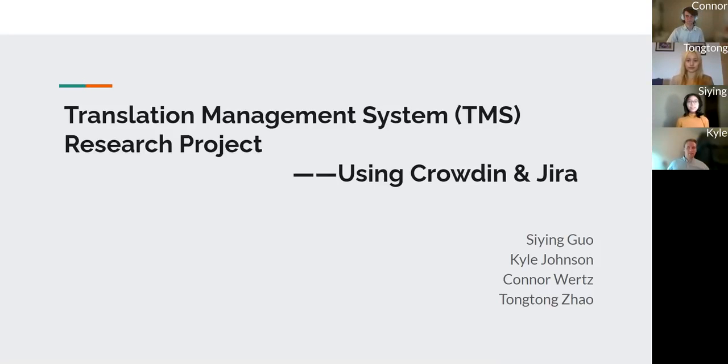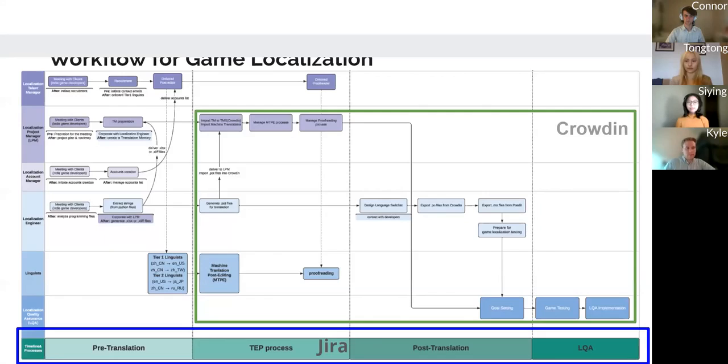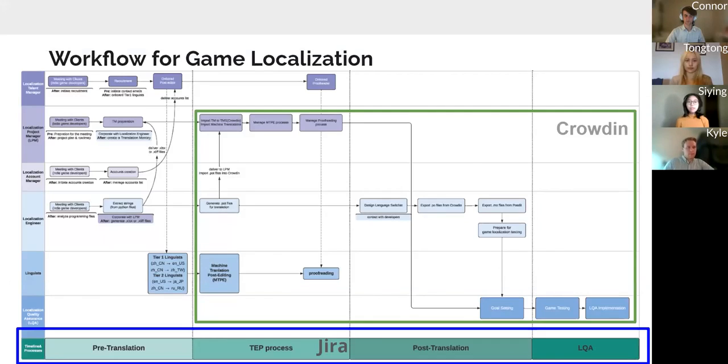Hello, everyone. For this translation management system research project, our team will explore Crowdin, a TMS for software localization, and Jira, a project management tool, and employ them in a game localization project. After, we will show our thoughts and other skills that we used when dealing with difficulties. First, I will introduce how we implemented Crowdin and Jira to help us complete the game localization project.